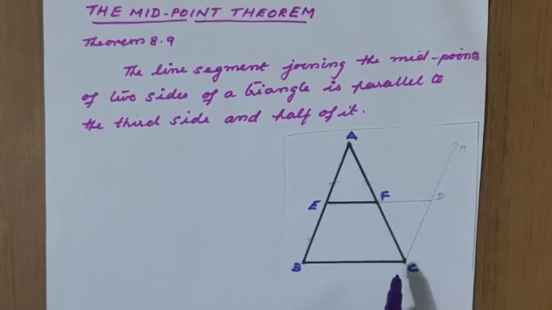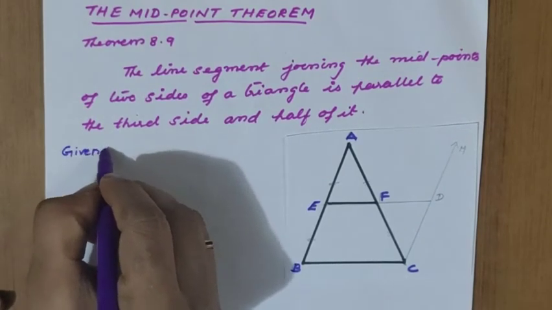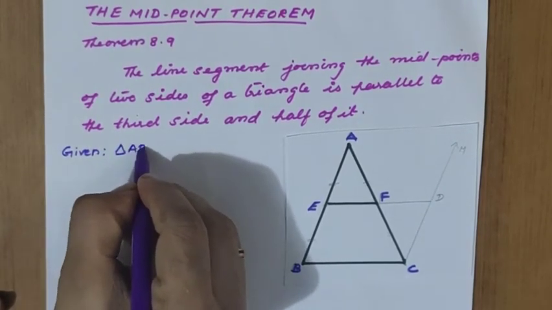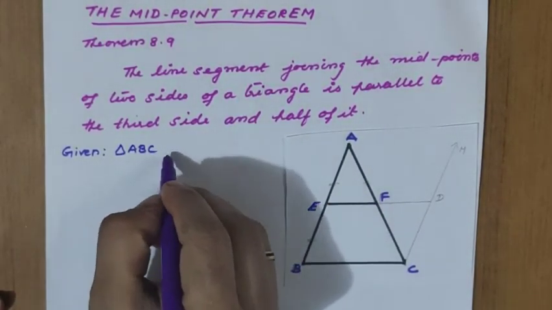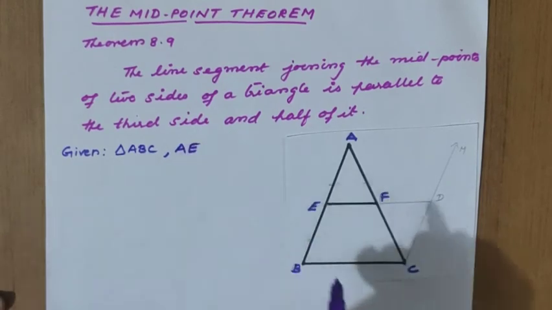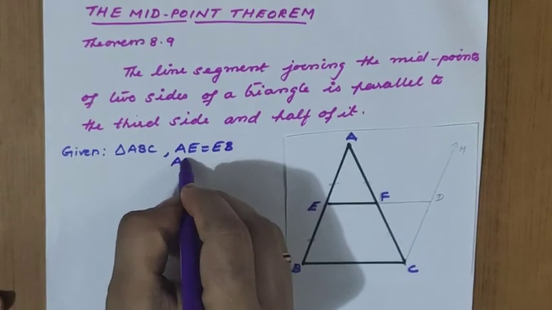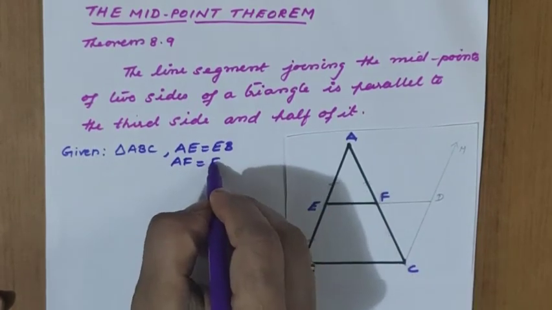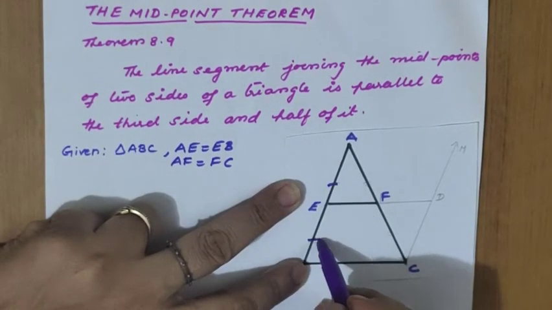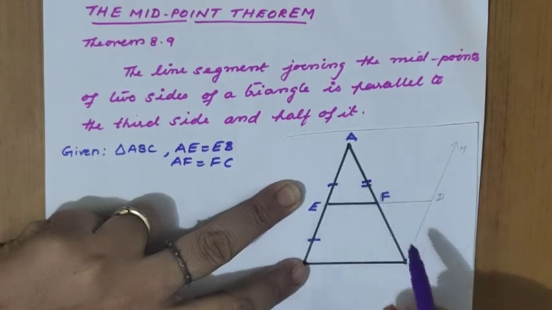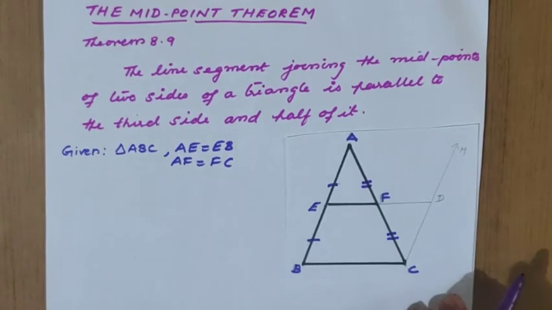For this, what is given in the question to be written first? Triangle ABC is given. E and F are the midpoints. Then can we write AE equal to EB, and similarly AF equal to FC? I'll mark this equal sign like this. It is a midpoint, so it divides equally. And the second equal pair is AF and FC. Got it now?